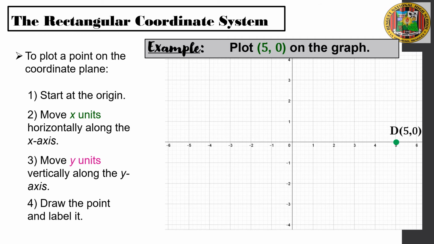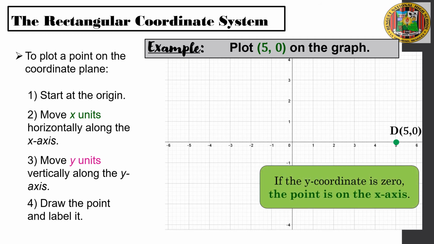This example tells us that if the y-coordinate in the point is 0, the point will not be on the quadrants, but will be on the x-axis itself.